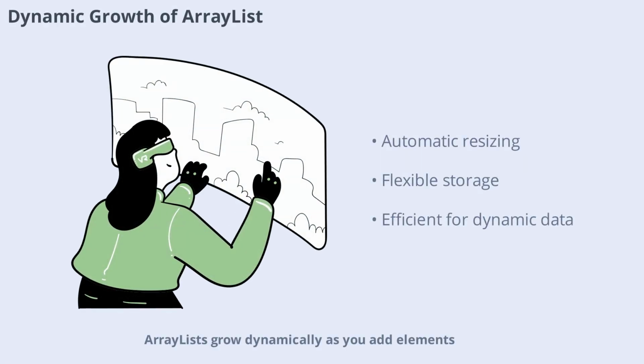ArrayLists grow dynamically as you add elements. When the current array reaches its capacity, Java creates a new, larger array and copies the elements over. This resizing process ensures there's always room for new elements, making ArrayLists flexible and efficient for dynamic data storage.